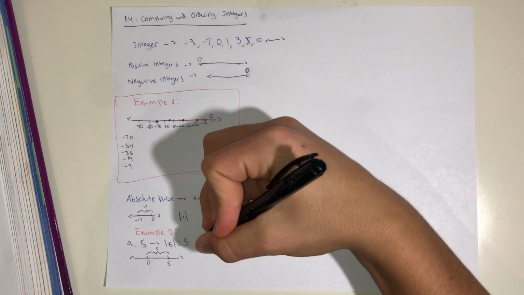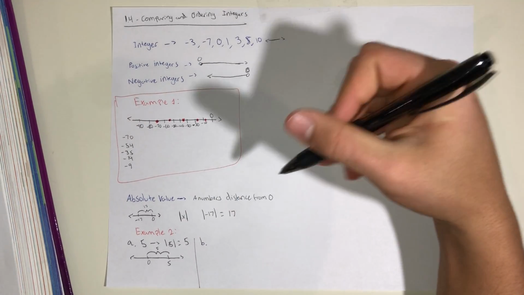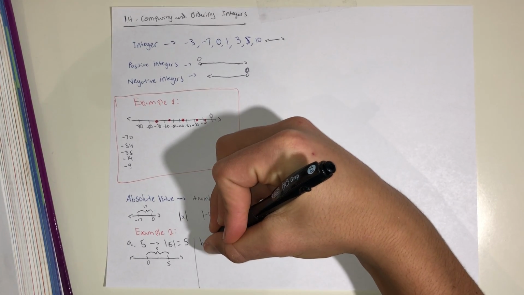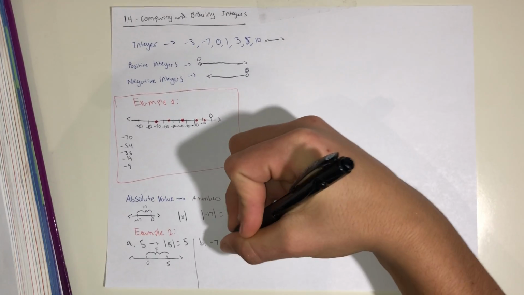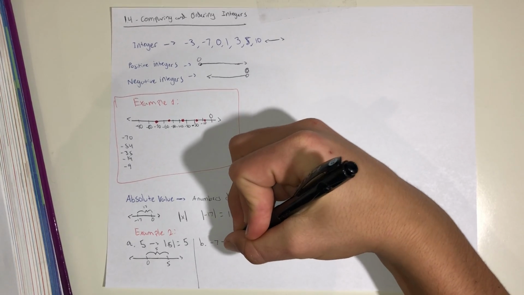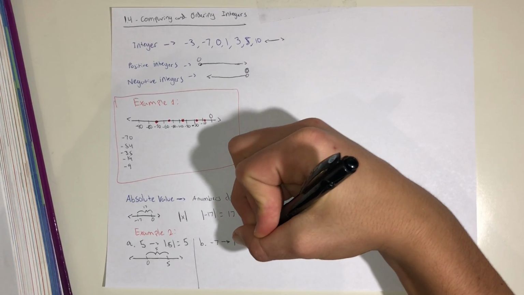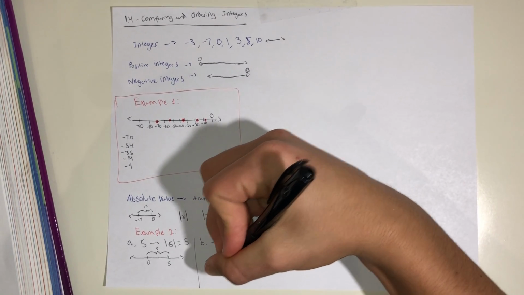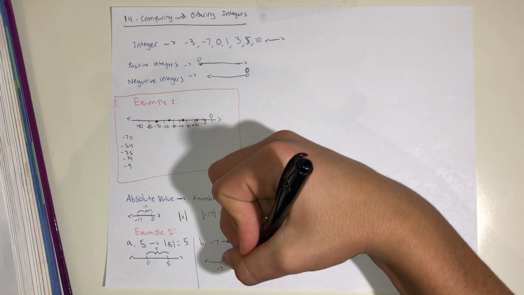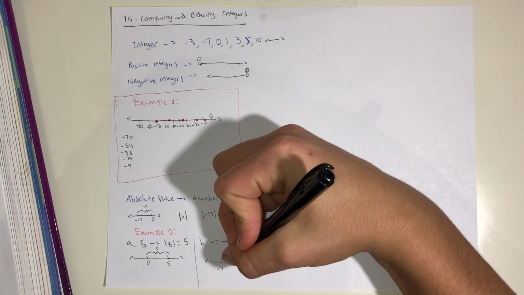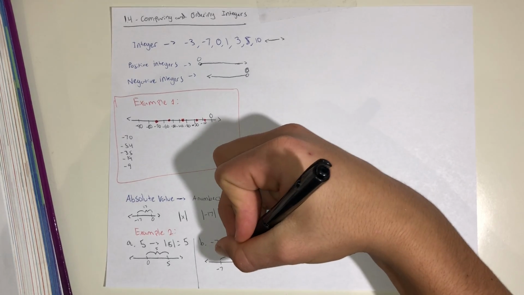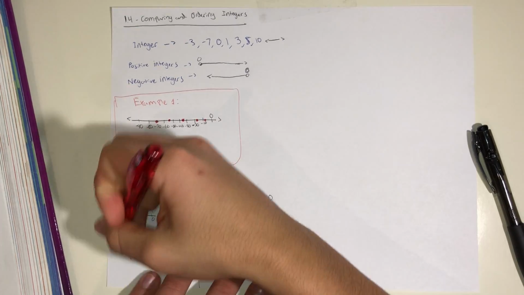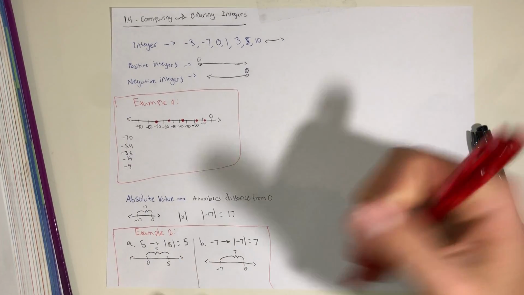If we have B, which is -7, the absolute value of -7. So we would get the absolute value of -7 equals 7. On a number line, if we have -7 over here, we have 0 over here, this distance is 7. So the absolute value of -7 would be 7. This is all for example 2.